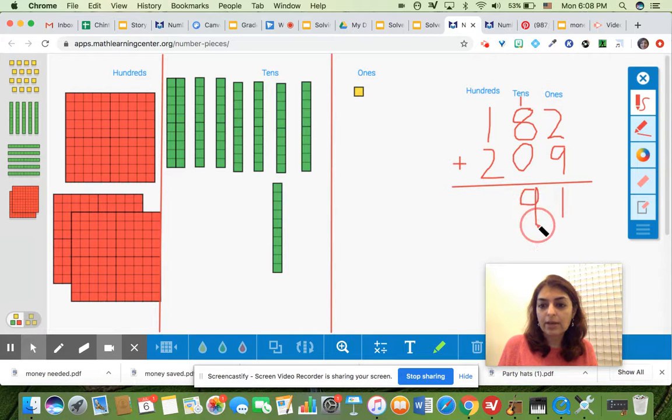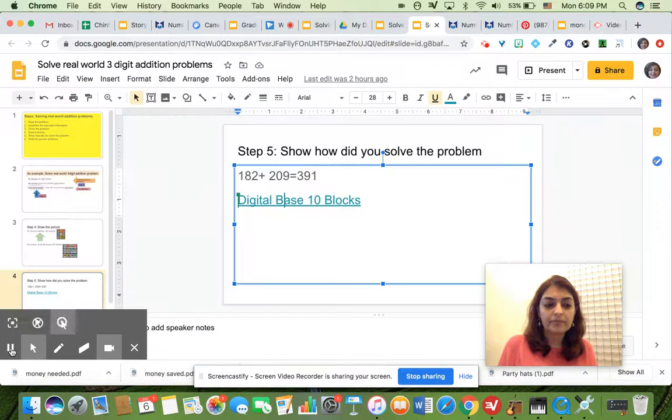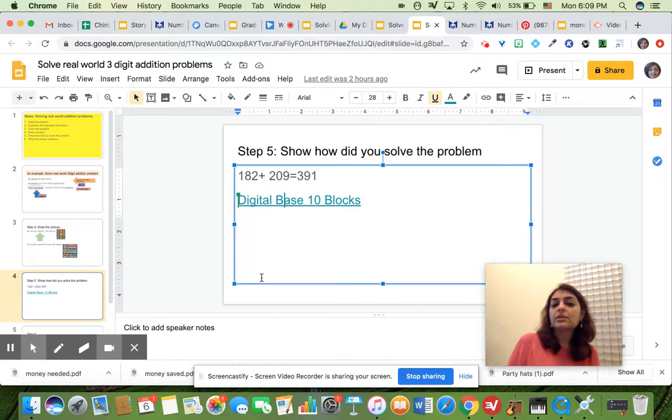Now let's check if it's correct. 1, 2, 3, 4, 5, 6, 7, 8, 9. And let's count the hundreds now. 2 plus 1 is 3. 1, 2, 3. And we have 3 hundreds. So altogether, the sum is 391. So students, we just solved adding these two addends, 182 plus 209, and that gave us a sum of 391.